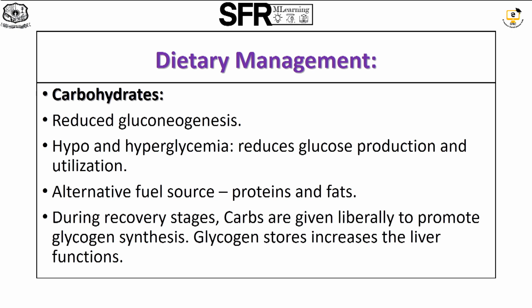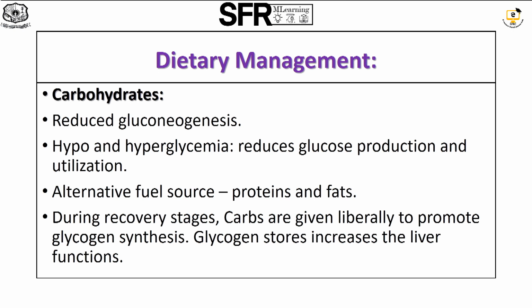So when the liver function is impaired, it causes the reduced gluconeogenesis process, and hypo and hyperglycemia occur because of the reduced glucose production and also the reduced utilization. The glucose production will be impaired and utilization is also impaired. So, resulting in certain conditions hypoglycemia occurs and in certain conditions hyperglycemia occurs.